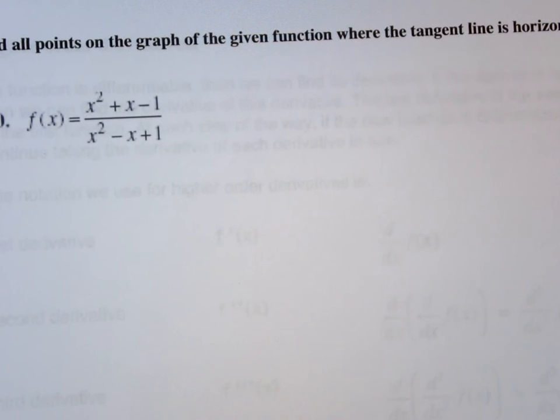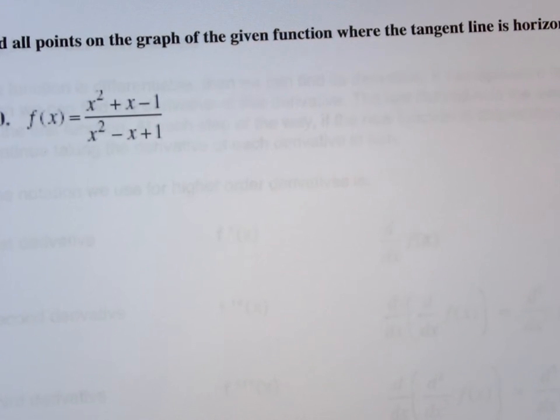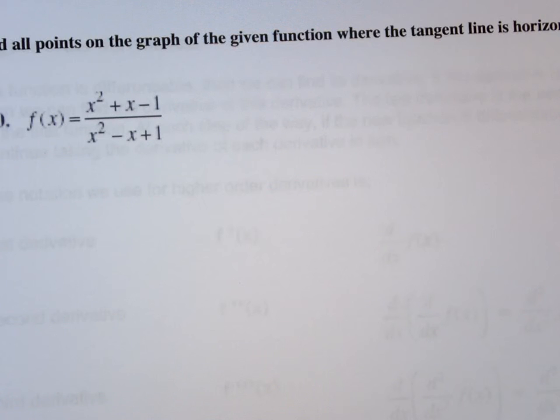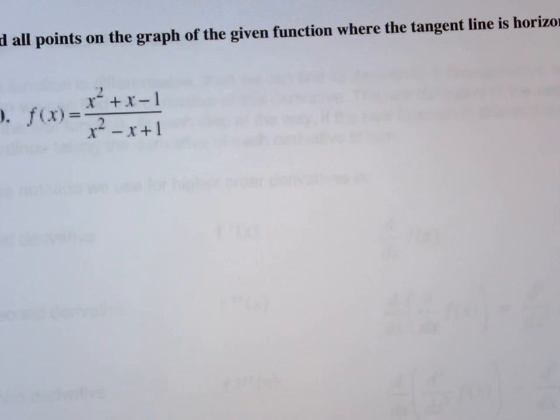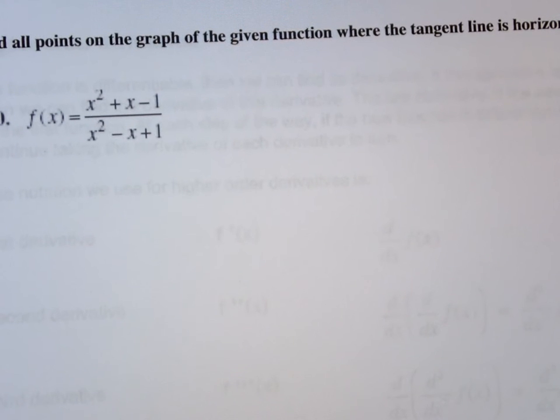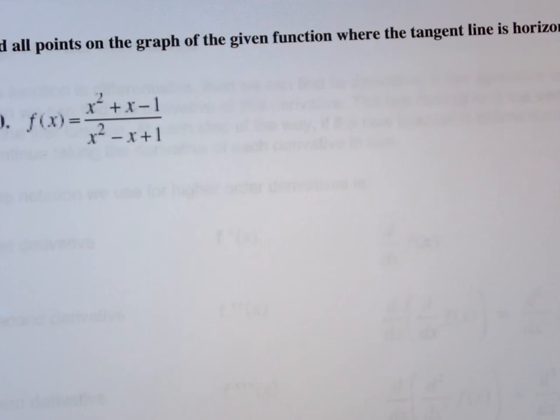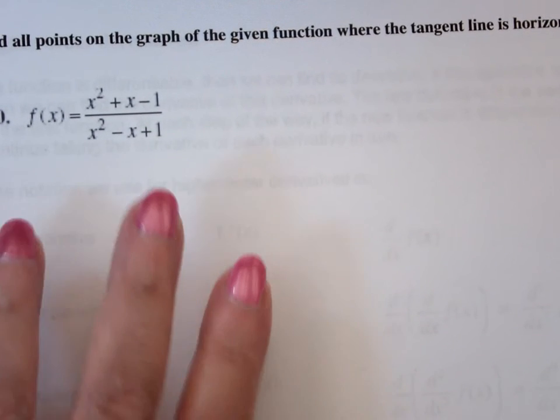Find all points on the graph of the given function where the tangent line is horizontal. So that means we're going to take the derivative, set it equal to 0. That gives us the x values, and then we plug it in to get the y values, and I'm going to use my calculator because I don't like fractions. So whatever it does, it does. And then I'll show you some tricks for those of you who have your graphers.